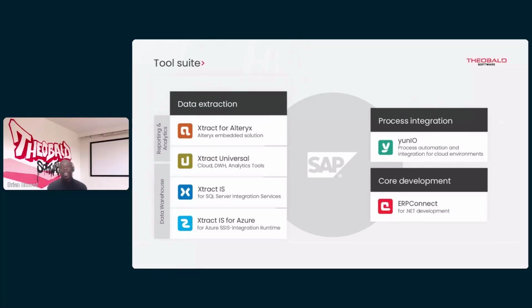Also within that data extraction field, we have Extract IS, which integrates your SAP data into your Microsoft SQL Server, as well as Extract IS for Azure, which is a plug-and-play solution with the same Extract IS components, but just to extract that data into your Azure SSIS integration runtime. We spoke about the process integration with yunIO, and then for core development, we have ERP Connect, which is a .NET library that enables custom integration between SAP and .NET applications.